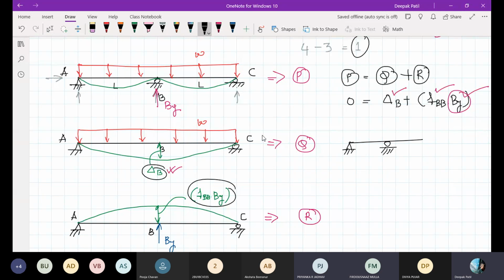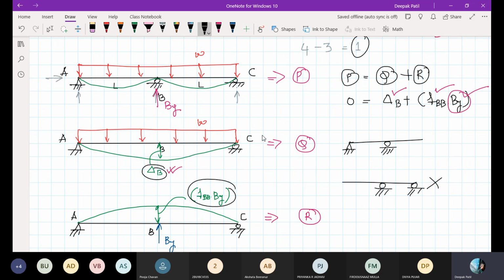Now if I remove AY, how will the structure be? This roller will be as it is. This roller will be as it is. Nothing will be there here. Still it is a determinate one. Actually this is not determinate, it is an unstable one, because two rollers are there. So this is not a correct option. So removing CY could be the correct option instead of BY.